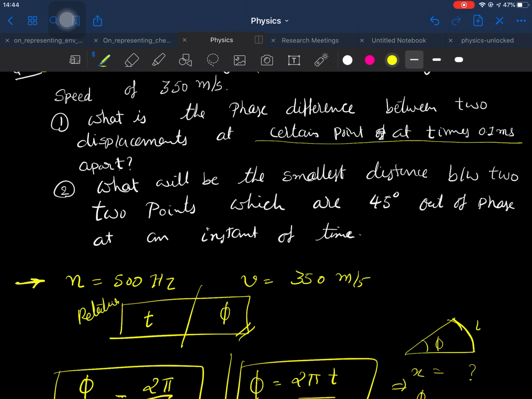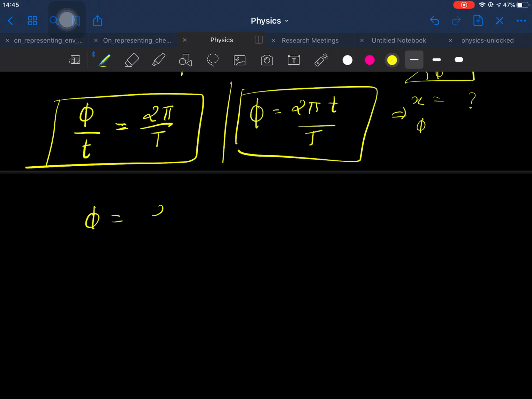So basically what you have to do here is substitute what phi is: 2 pi by capital T into some time t. Now this is 2 pi into n, correct? It is nothing but 2 pi into n. Now frequency n is given, so 2 pi into 500 hertz into the time they are asking, in milliseconds. They are asking this at 0.1 millisecond, so 0.1 into 10 raised to minus 3.